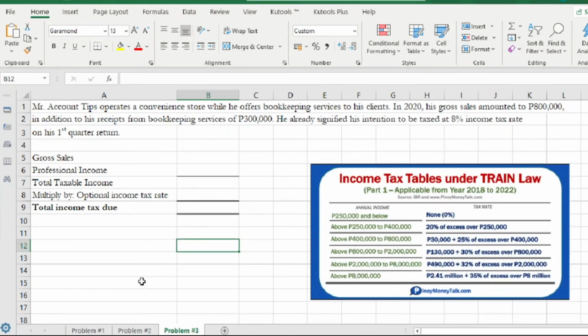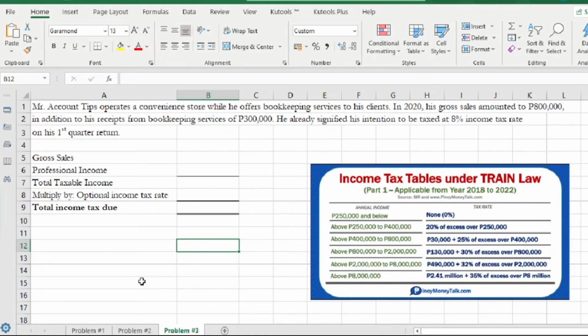So, Mr. Account Tips operates a convenience store while he offers bookkeeping services to his clients. In 2020, his gross sales amounted to 800,000 pesos, in addition to his receipts from bookkeeping services of 300,000 pesos. He already signified his intention to be taxed at 8% income tax rate on his first quarter return. So, what did you notice? Yes, the last part of the problem is quite intriguing as it states a tax rate of 8% which is nowhere to be found in the income tax table presented. So what does this 8% mean?